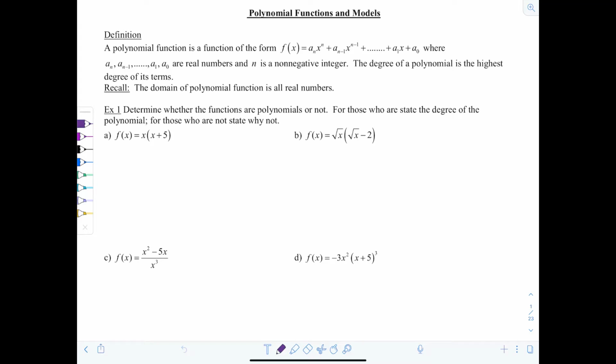So you could write it as f of x equals a sub n times x raised to the n plus a sub n minus 1 times x to the n minus 1 plus so on and so forth up until a sub 1 times x plus a naught, where all of those a sub n minus 1s, all the way down to a sub 0 or a naught are real numbers, and n is a non-negative integer.